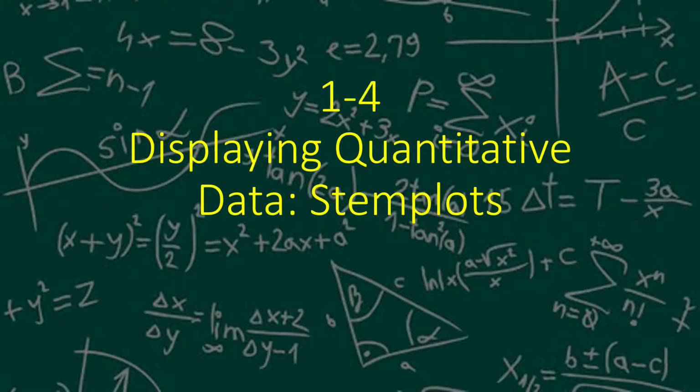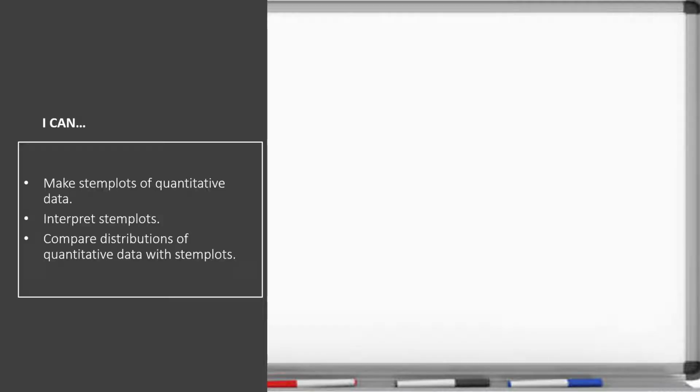Today we're going to be discussing how to display quantitative data with the use of Stemplots. In this lesson we're going to learn how to make Stemplots using quantitative data, and how to interpret and compare distributions with these Stemplots. The only thing you've got to know for this lesson is the Stemplot. However, we're going to be using vocab from the previous lessons on shapes, like distributions that are skewed or symmetric.